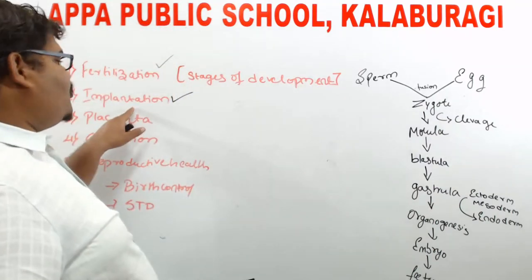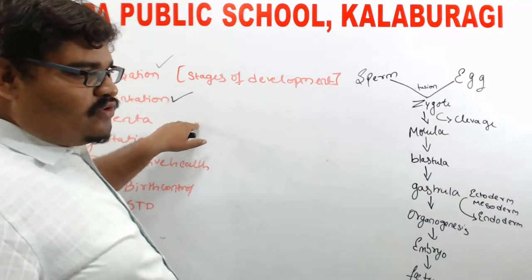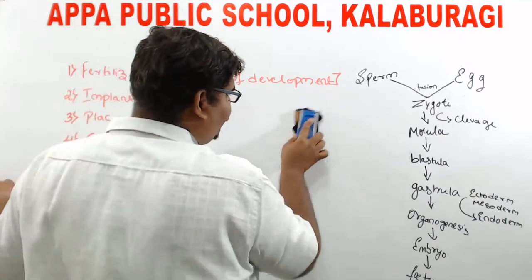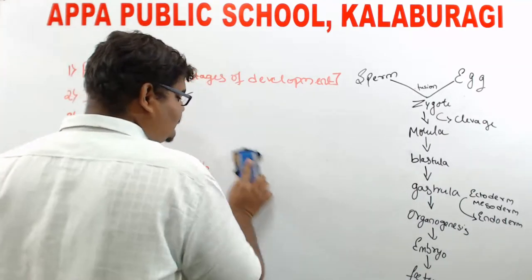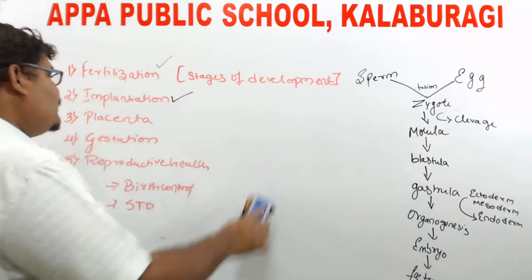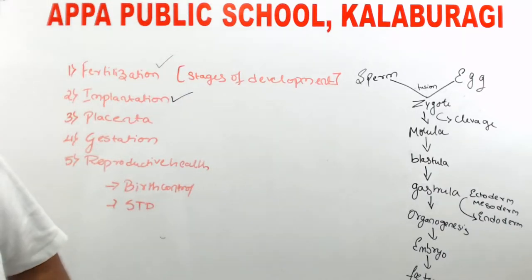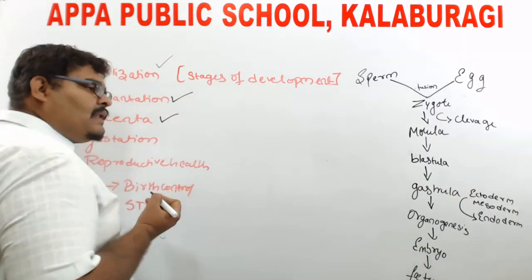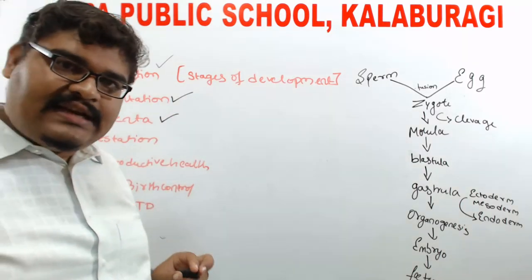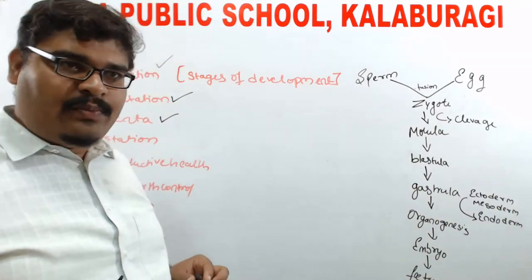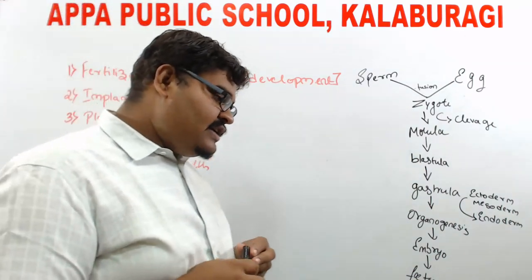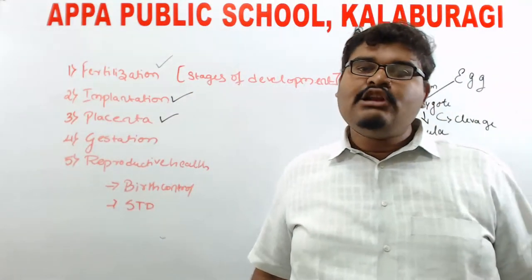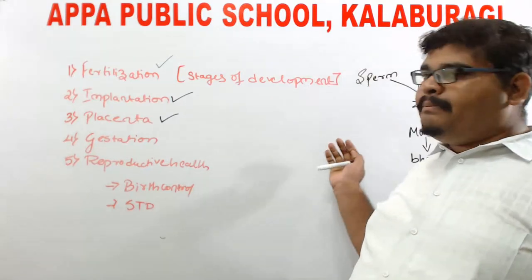And I have already told you about the implantation. It is attachment of the morula to the wall of the uterus, known as implantation. So after implantation, one more important structure is the placenta. So what is this placenta? Placenta is the biological or physiological connection between the mother and the fetus. So mother and the fetus are connected together with a biological or physiological connection called the placenta.